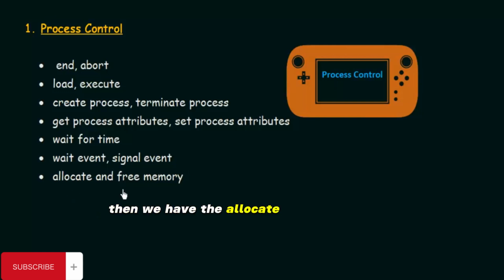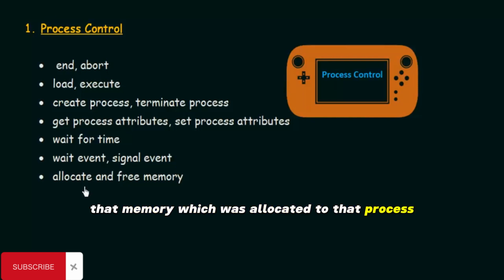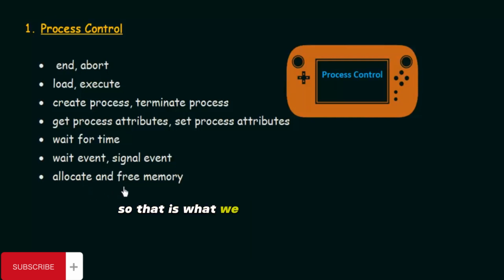Then we have allocate and free memory. When a process is going to be executed, it may need access to memory, so we may have to allocate memory for that process. And when the process finishes execution, the memory which was allocated to that process has to be freed. That is what we mean by free memory. So these are all examples of system calls that are used for controlling processes, and they all fall under the category of process control system calls. So that is the first one.